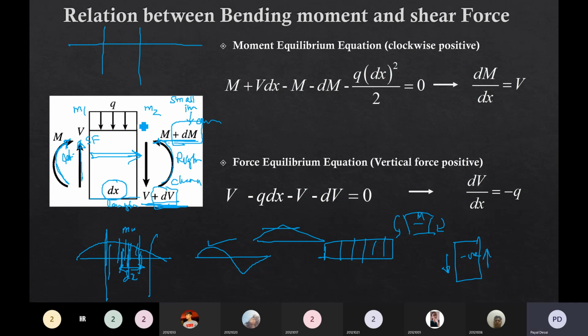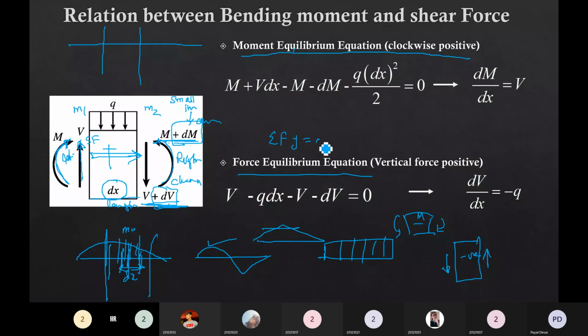But here positive sign conventions are shown. So from the left, shear force upward is positive, from the right, shear force downward is also positive. A pair of shear forces are positive, whatever sign convention is shown over here. Okay, now we take the differential equation, I mean moment equilibrium equation. So considering the moment equilibrium equation, and also we will take the force equilibrium, that is sigma Fy equals 0, and here sigma M equals 0.